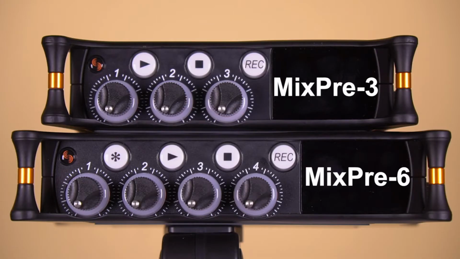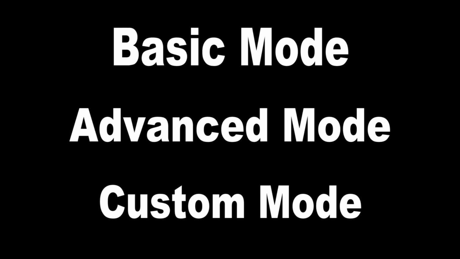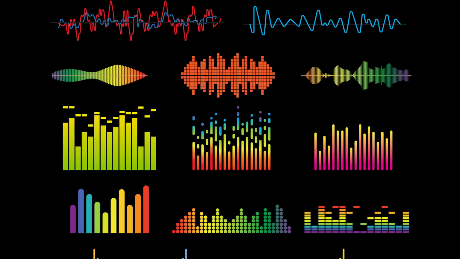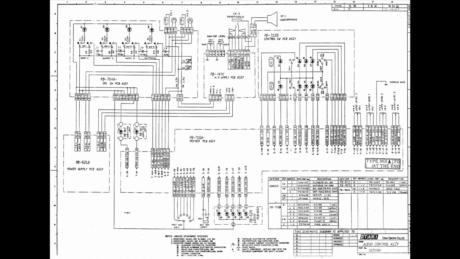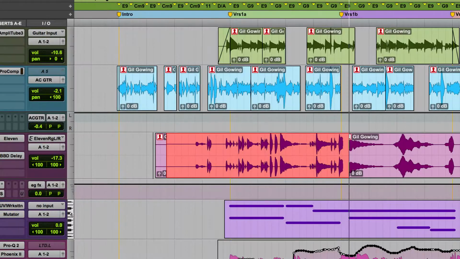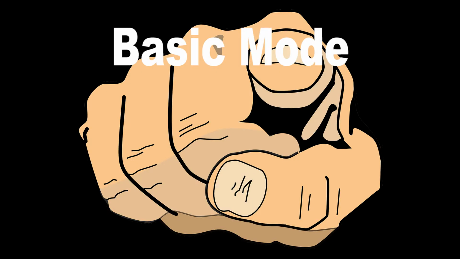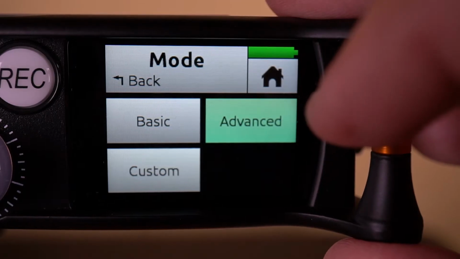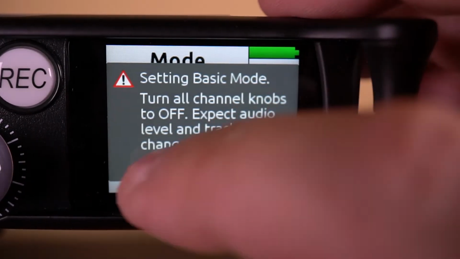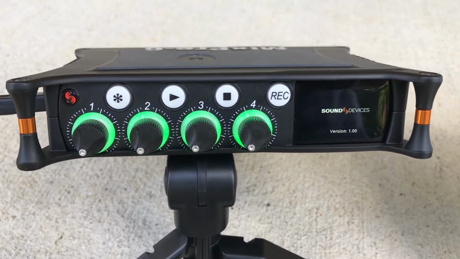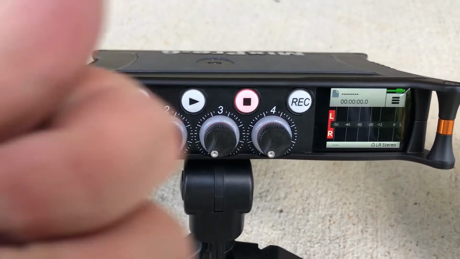The Sound Devices MixPres have 3 operating modes: Basic Mode, Advanced Mode, and Custom Mode. Here's a really good way to think about this. If you're new to audio and don't know gain staging or signal routing or why you would want discrete tracks, then Basic Mode is for you. The MixPres ship in Basic Mode, so the very first time you turn it on, you are ready to record in Basic Mode. Very little setup is required.